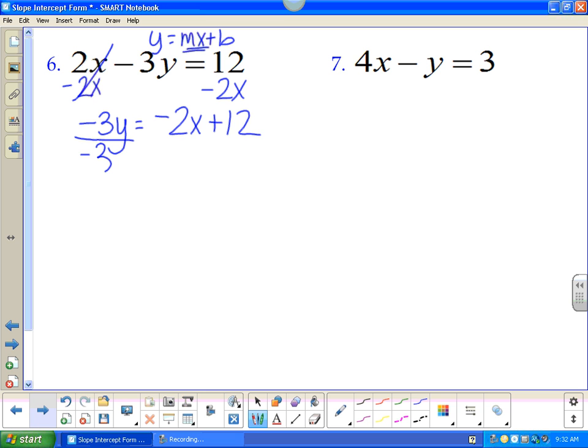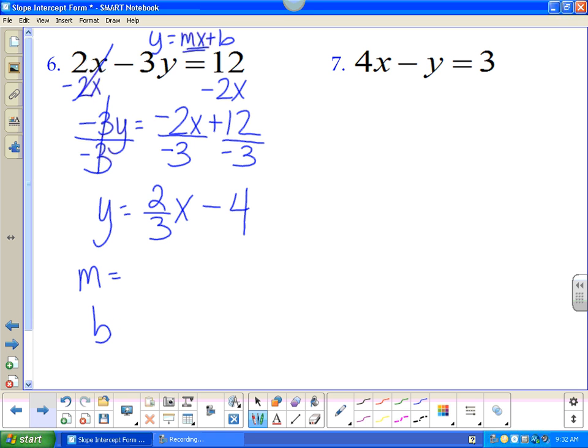So I'm going to divide by -3, but when I get to the right-hand side, I'm going to divide each individual term by -3 instead of one big -3. These are going to cancel, and I get y equals -2 over -3, which is a positive 2/3 x, and a positive 12 divided by -3 is -4. Now it's in y equals mx plus b form, so I can very easily see that my slope is 2/3 and my y-intercept is -4.